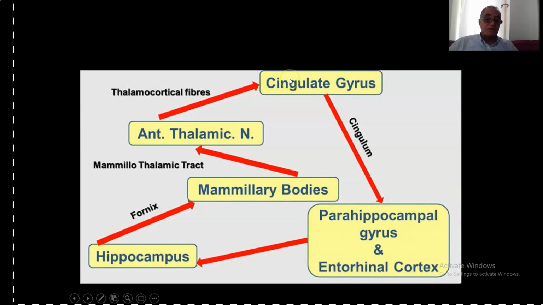So we have a gyrus outside, the cingulate, and the structure inside, which is the cingulum. We have a gyrus outside, which is the parahippocampal, and the structure inside, which is the hippocampus. And from the hippocampus, the fornix to mammillary bodies, mammillothalamic tract, anterior thalamic nucleus, thalamocortical fibers. This is very important in psychosurgery. Sometimes you make lesions in the cingulate gyrus to treat cases of aggression or severe depression or severe anxiety.